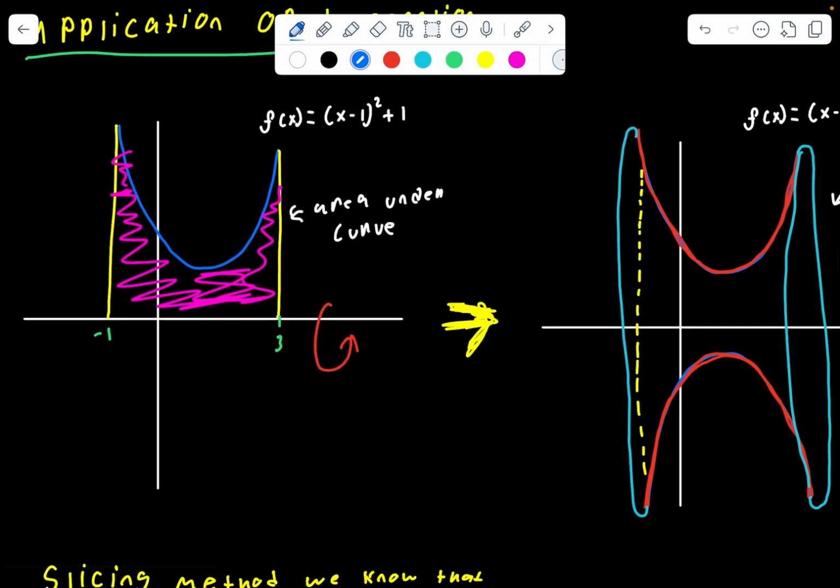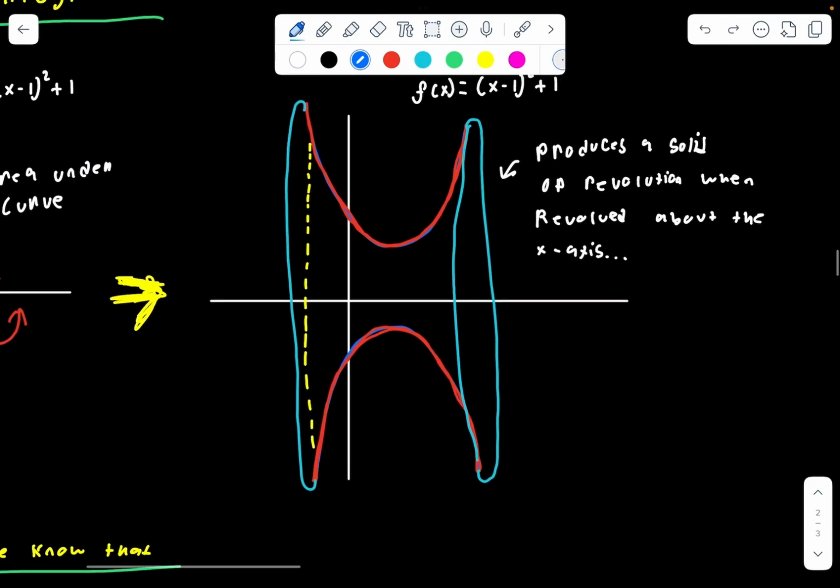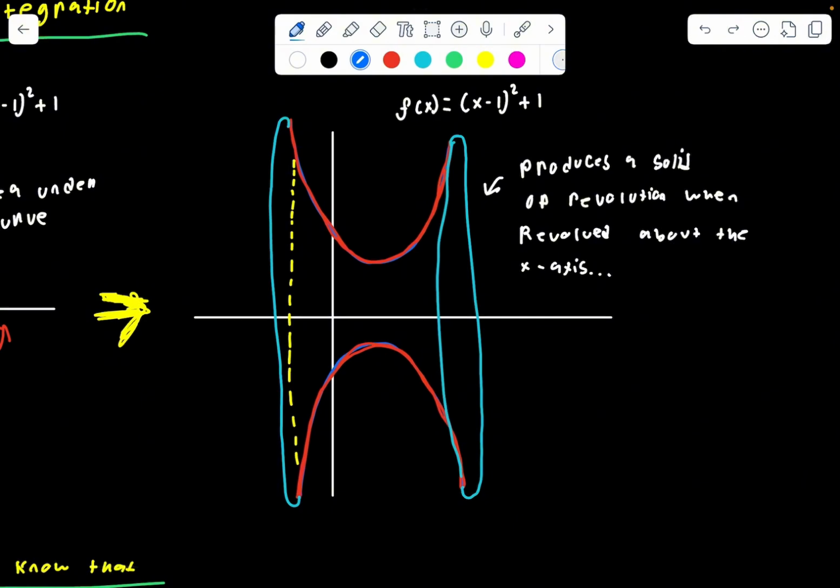So we have this graph right here with an equation on top. This right here is called an area under the curve, which obviously we all know that it is. And the endpoints are -1 and 3. If we revolve it, it's going to proceed to be a solid. So this right here produces a solid of revolution when it's revolved about the x-axis.